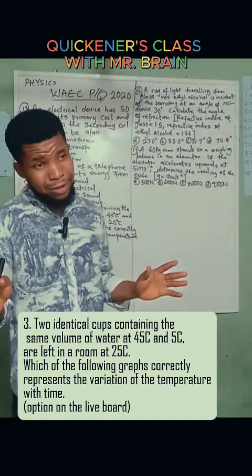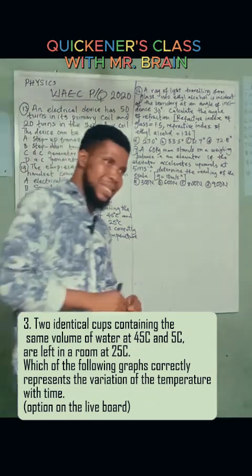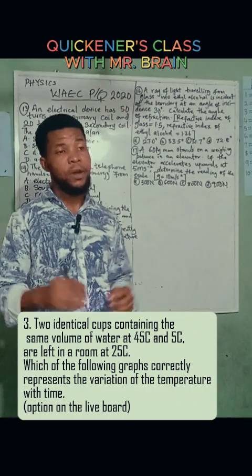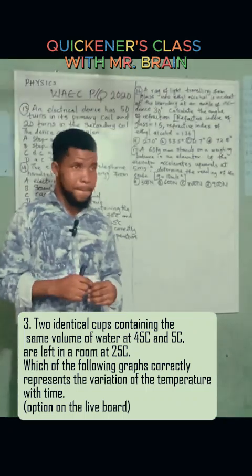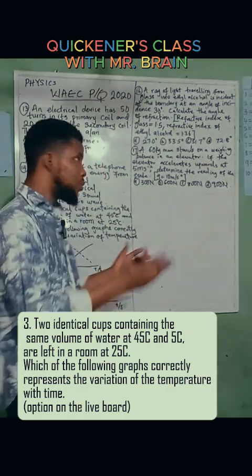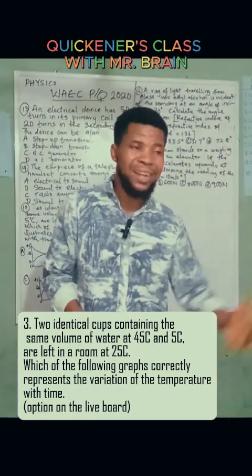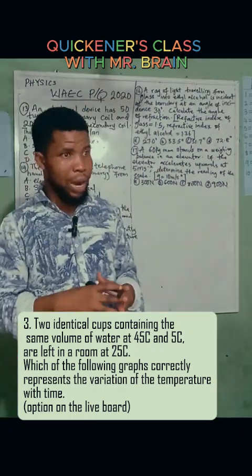It's generally accepted that if a body is hot, for instance water, and you place it in a cold environment like your room, the room temperature is about 25 degrees Celsius. So let's say water has 100 degrees Celsius, and you put it in your room. After some time, what will happen?